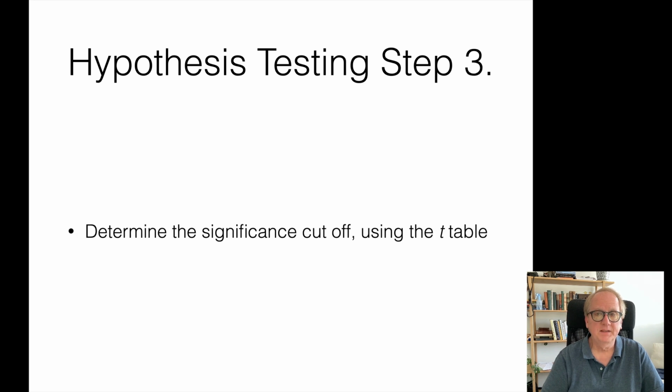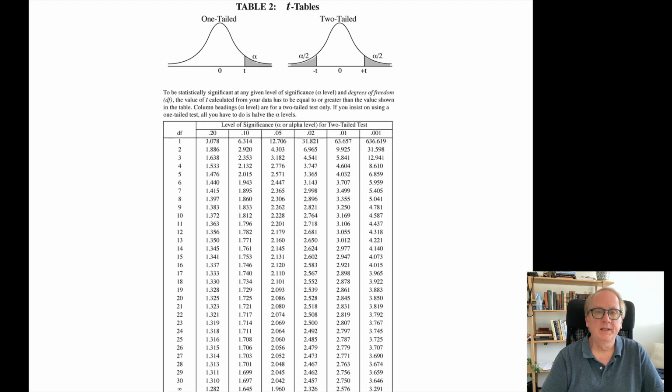So hypothesis testing step number 3: I want to determine the significance of the cutoff using the t-table. And again, here's that table. I'm going to use alpha 0.05 two-tailed, so I can just go right down the middle of the page where the 0.05s are and find where the degrees of freedom is equal to 9. And I can see that my cutoff is 2.262. Now this is two-tailed, and t's can have both positive and negative values. So I want to imagine that I'm going to have a cutoff above the mean of 2.262 and one below the mean that's minus 2.262.